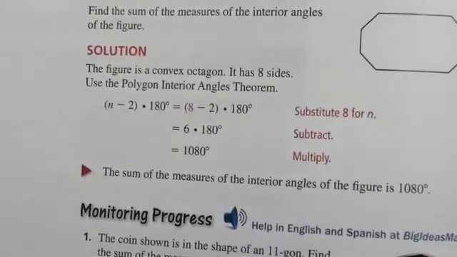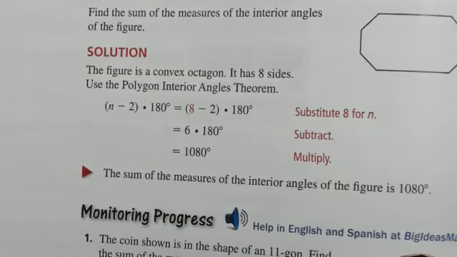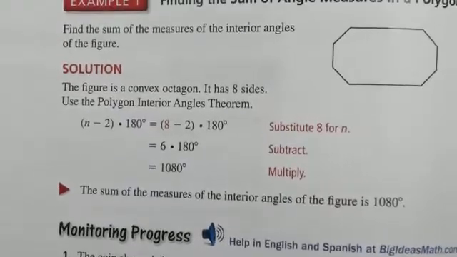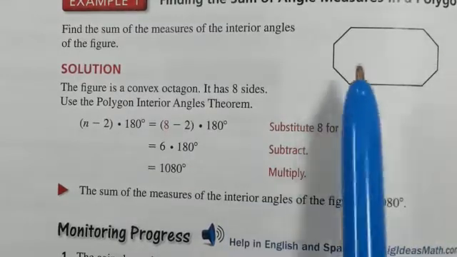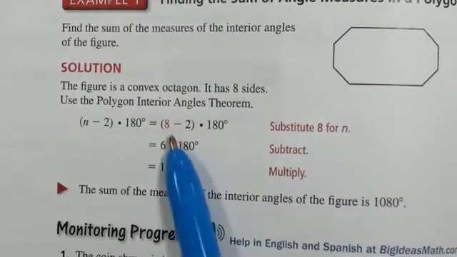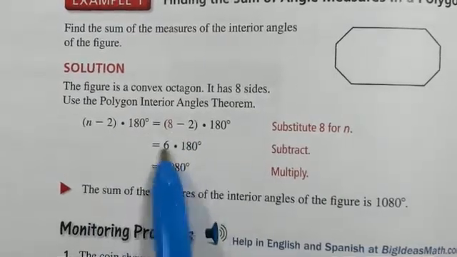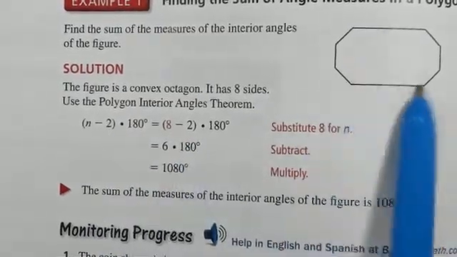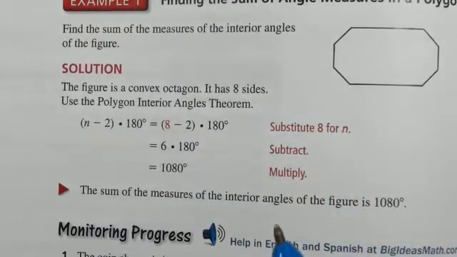So look at this one here. It says find the sum of the measures of the interior angles. It's an octagon, so our n would be 8 because an octagon has 8 sides. So we would say n minus 2 times 180. We would have 6 times 180. The measure of all these angles added together in here would be 1080.